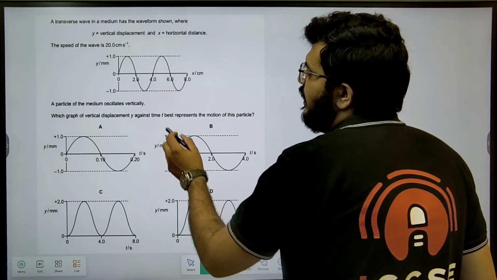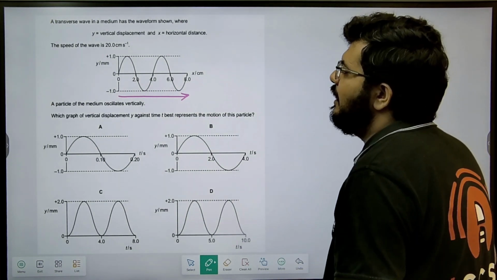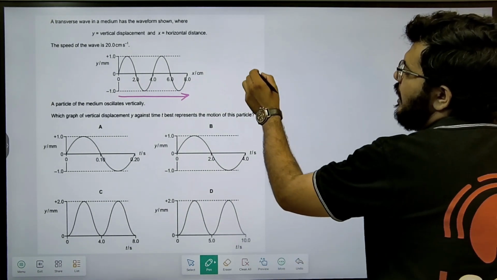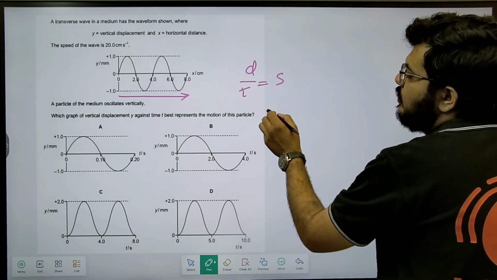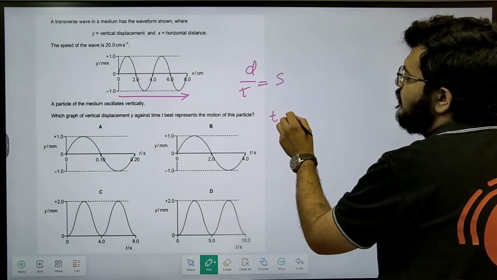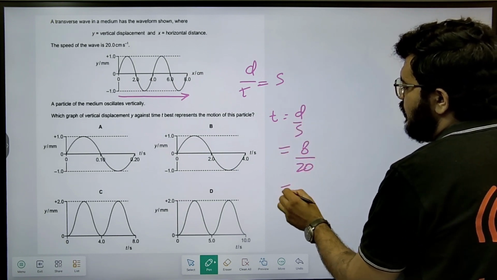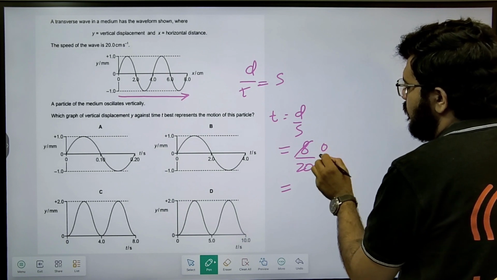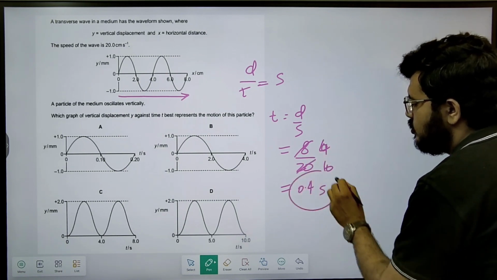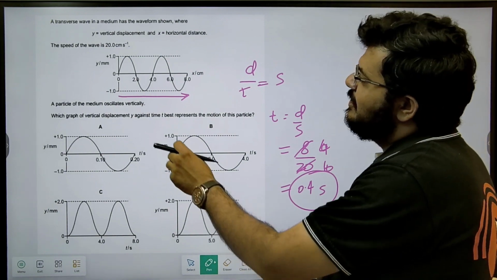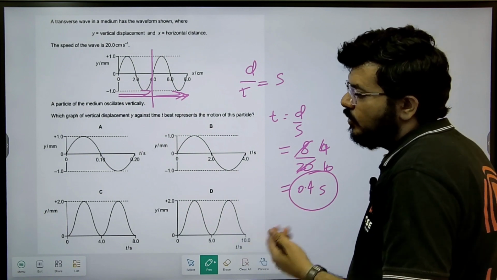So let's first find out how much time will it take for the wave to travel this 8 centimeter. We have distance upon time is equal to speed. So I want to find out time. Time is equal to distance upon speed, which will be 8 upon 20. This should be 4 by 10, which is 0.4 seconds. So two waves pass in 0.4 seconds. These are two waves, right?